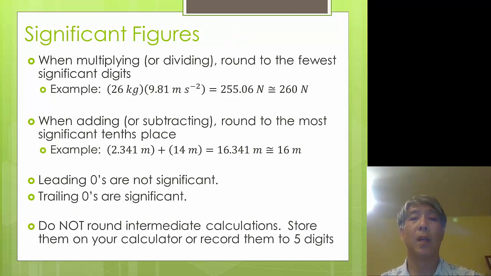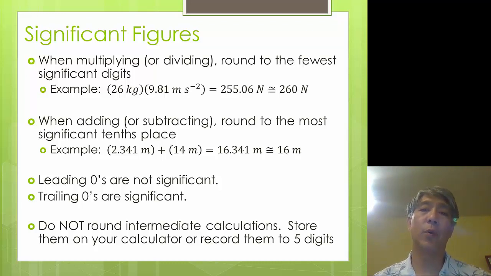Okay. So, significant figures we've been working with for a long time. We should be fairly familiar with them. Fairly comfortable, okay? When multiplying or dividing, we just round to the fewest significant digits, remembering that leading zeros are not significant, trailing zeros are significant. When I add numbers, I have to round to the nearest significant tenth place.